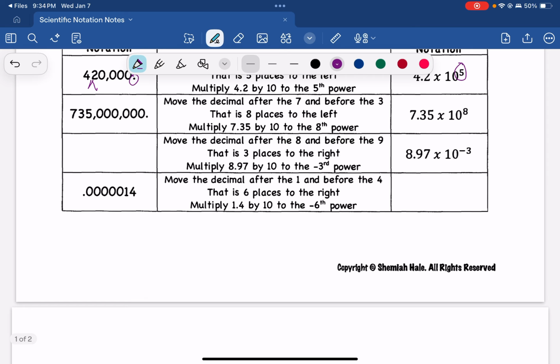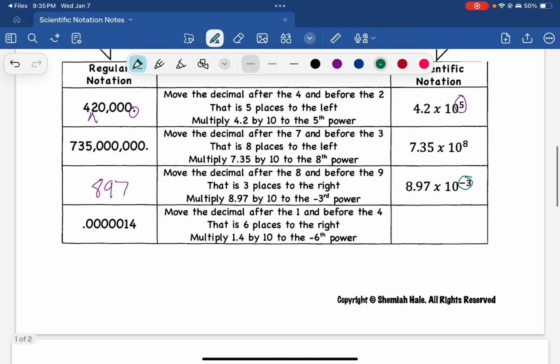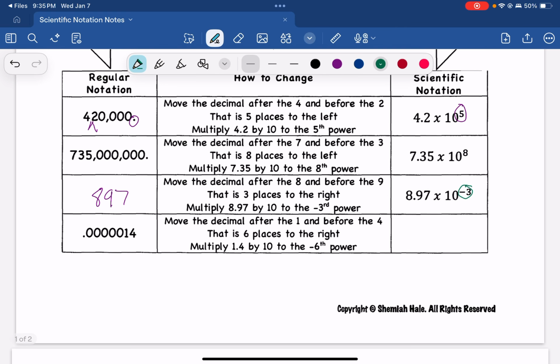Okay, and let's go and do this third problem together. So our number has the digits 8, 9, and 7. The exponent up here, -3, says we're going to be moving the decimal 3 places. Since it's negative, that means that we originally needed to move the decimal to the right in order to put it where it was. So it must have started over here.